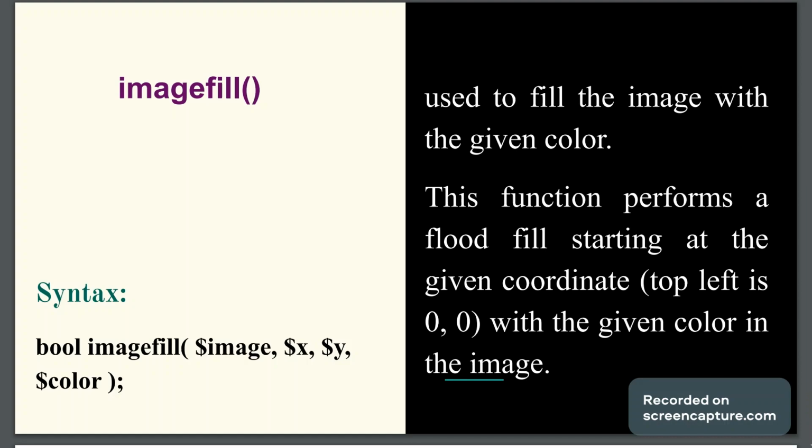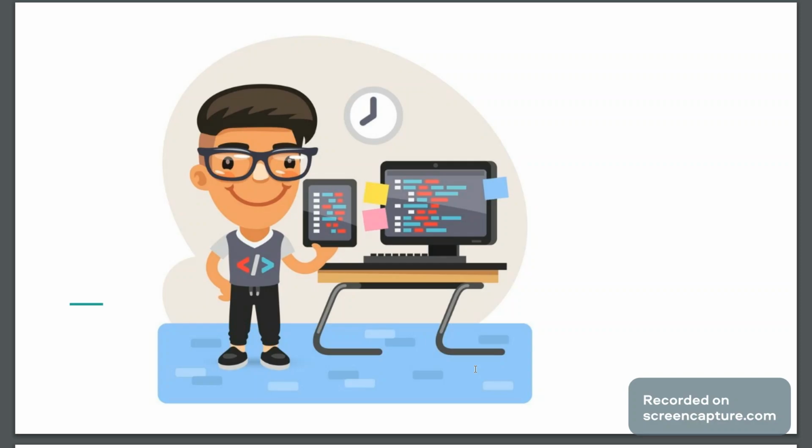Next, the imagefill function. It is used to fill the image with the given color. The syntax is imagefill, in brackets you have to give the name of the image, pass the color that you want to fill it with, and from which x and y coordinate you want to fill it. Upon success it will return true, otherwise false. Let's see the use of the imagefill function in PHP.